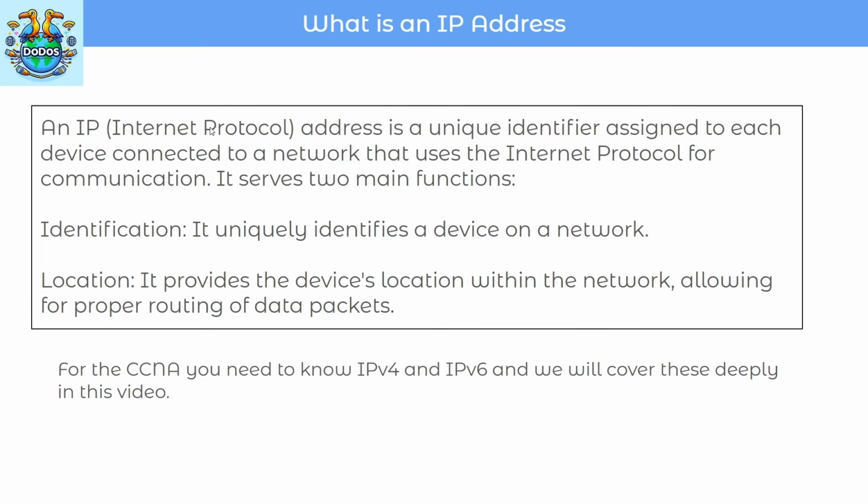An IP, or Internet Protocol Address, is a unique identifier assigned to each device connected to a network that uses the Internet Protocol for communication. It serves two main functions: identification and location. So it uniquely identifies a device on a network, and it also provides the device's location within the network, allowing for proper routing of data packets. For the CCNA, you need to know IPv4 and IPv6, and in this video, we're going to cover these both deeply.